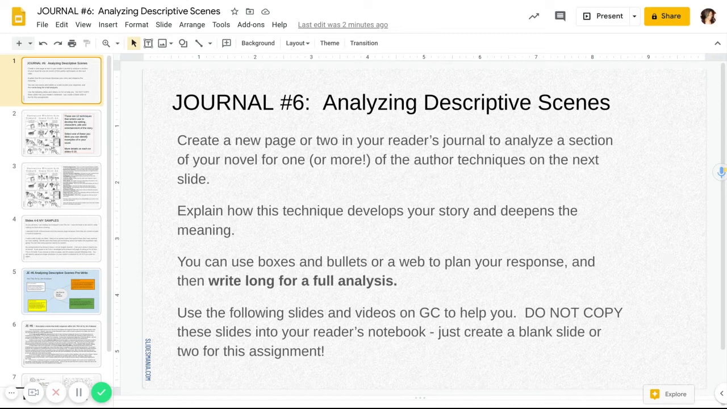video. The first thing that you're going to do is pick a couple of techniques on slide 2, which we'll get to in a minute. And then you'll be explaining how these techniques develop your story and deepen its meaning. And then step 2 is that you're going to create a pre-write of some sort, boxes and bullets or a web or an outline to plan out your response based on places in your novel that you have marked. And then the third step is to write a full, long analysis in paragraph form, which will look a lot like an essay when you're finished, about these descriptive scenes, your analysis of these descriptive scenes, okay?